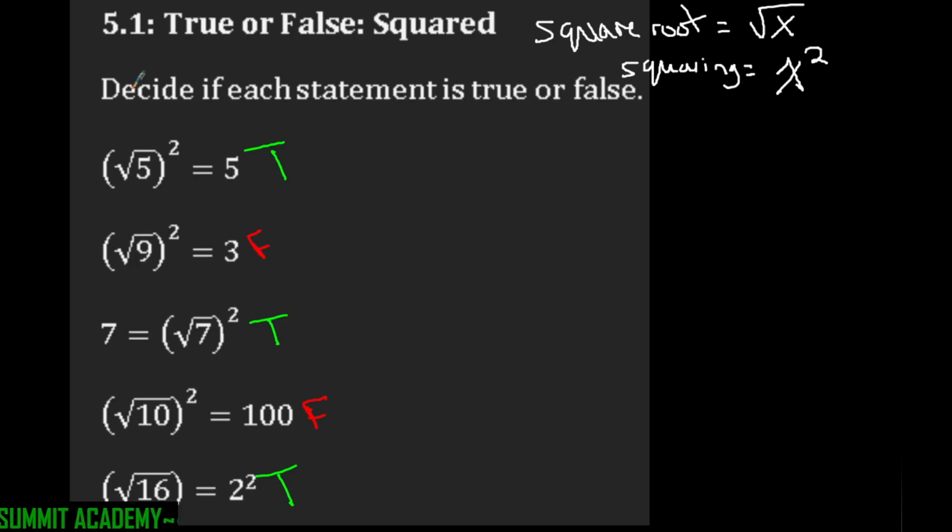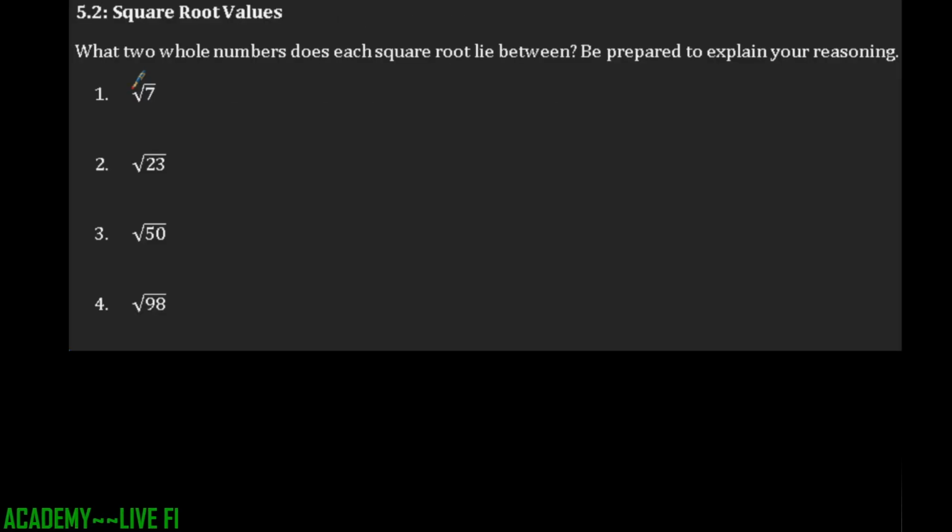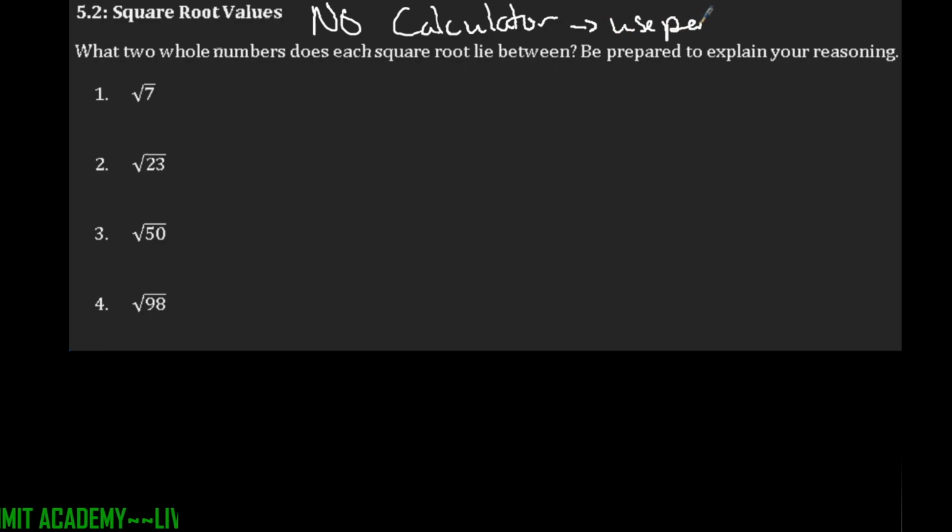All right, now in the next part, we're talking about square root values. It says, what two whole numbers does each square root lie between? Make sure you can explain your reasoning for this. Try this one with no calculator. What I want you to do is use some numbers that I know, which means use perfect squares.